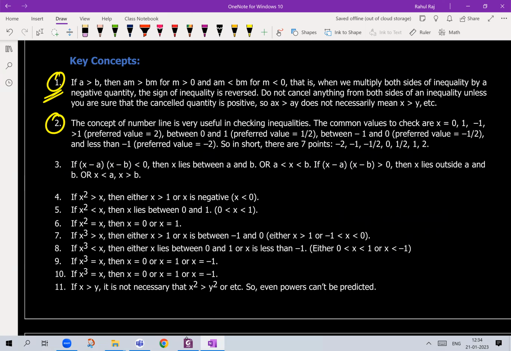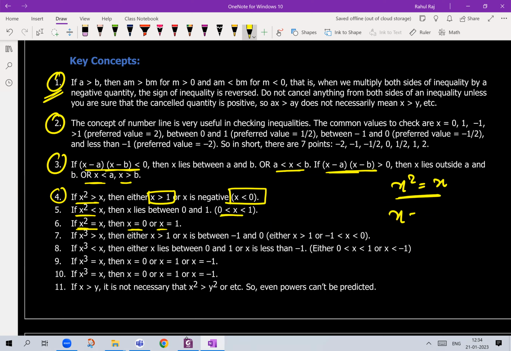x square is equal to x. For what values is this equal? Think about it for yourselves now. It can be equal only when you take x is equal to 0: 0 square is equal to 0. It can also be equal for x is equal to 1: 1 square is equal to 1. So these two values are the definite values. Even if you solve this equation, you will get exactly 0 and 1. Nothing else you will get.